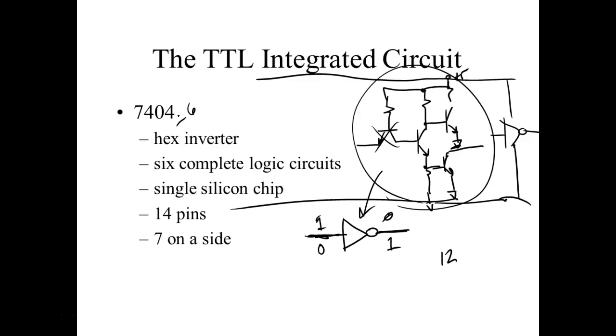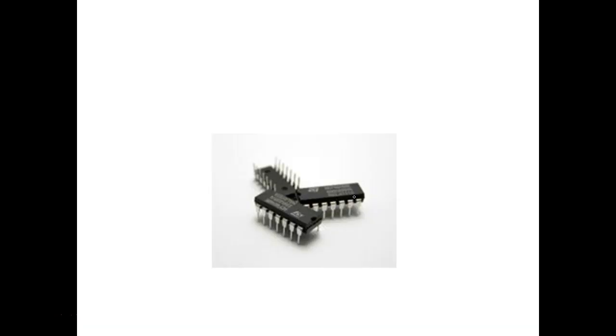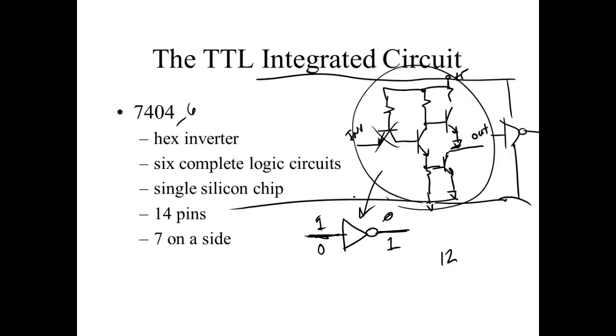But notice, this is my input. This is my output. I'm inputting on a transistor. I'm outputting on a transistor. So this is TTL. This is why this is called TTL. I don't need to know what the circuit looks like. All I know is my inputs are on a transistor and my outputs are on a transistor. That's what TTL stands for. I don't need to know the circuit.